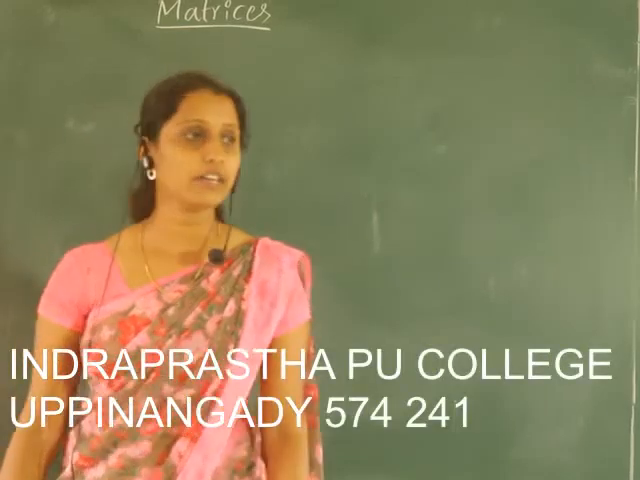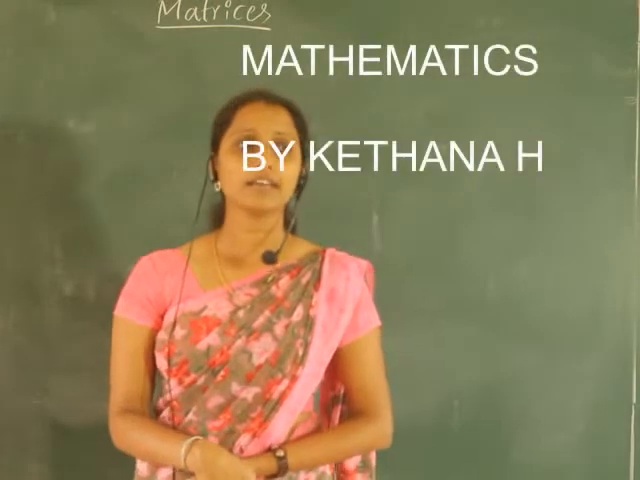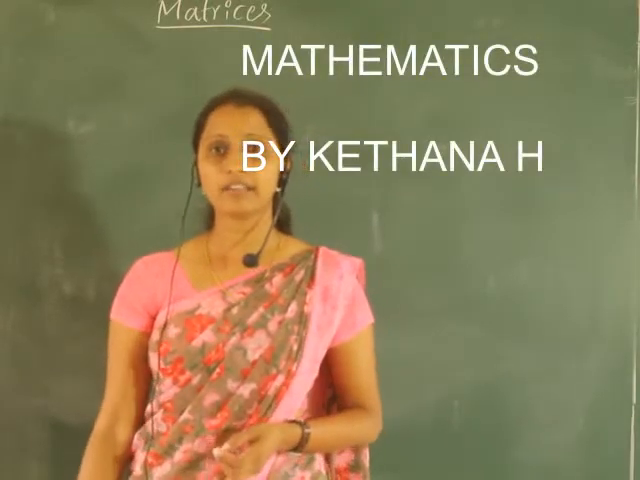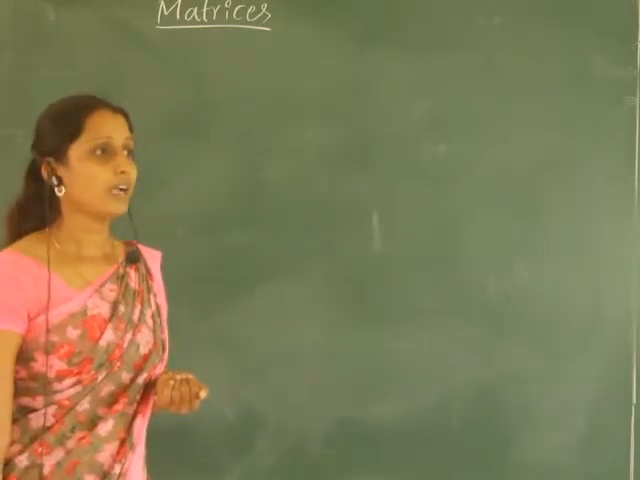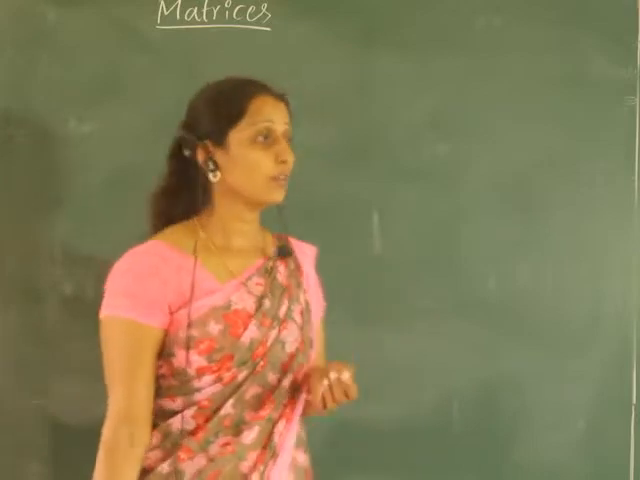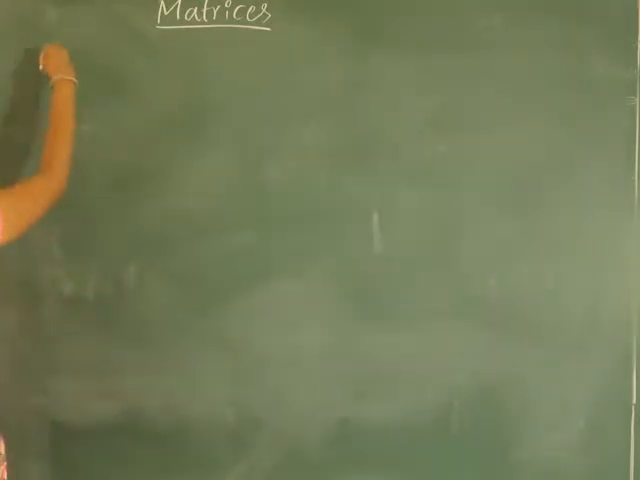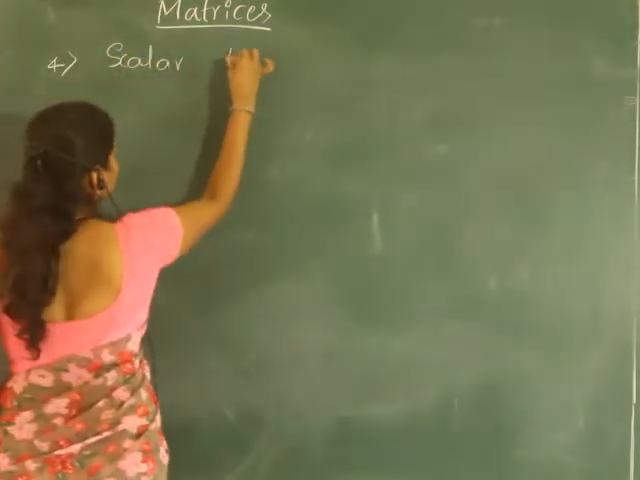Hello students, already we have discussed the topic matrices. In that, what is a matrix and types of matrix. So in that we have discussed row matrix, column matrix, square matrix and also diagonal matrix. So next we will discuss the next one. The fourth one is scalar matrix.